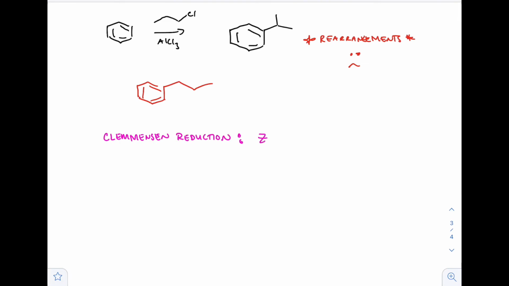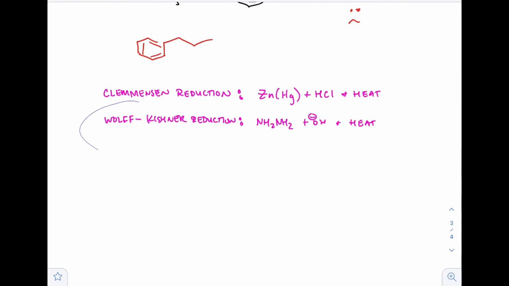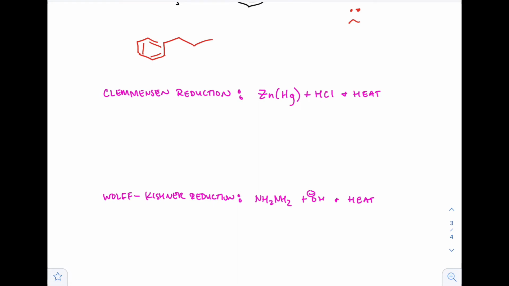We've got the Clemmensen reduction, which is using a zinc mercury amalgam with HCl and heat, right? So that's kind of gnarly, right? And then we also have the Wolff-Kishner reduction, which uses hydrazine and sodium hydroxide, right? So hydrazine is NH2, NH2. And then hydroxide with heat. So these are some pretty harsh conditions. Personally, I'd rather work with hydrazine than a zinc mercury amalgam. Sometimes you gotta do what you gotta do.